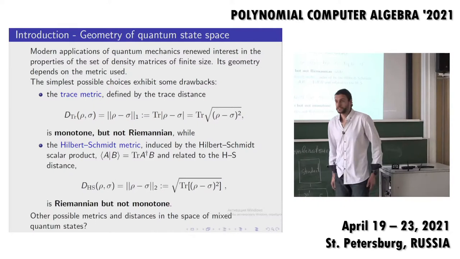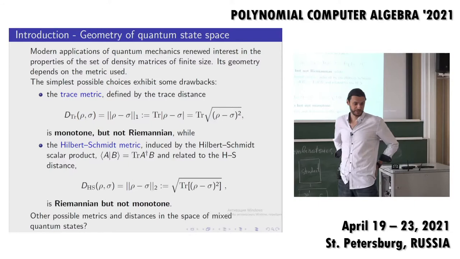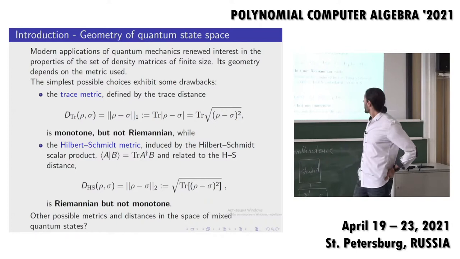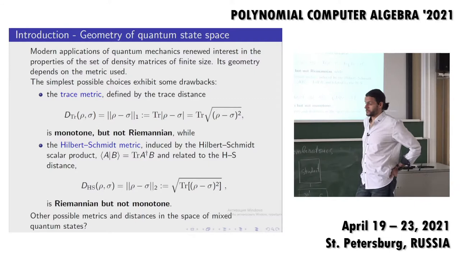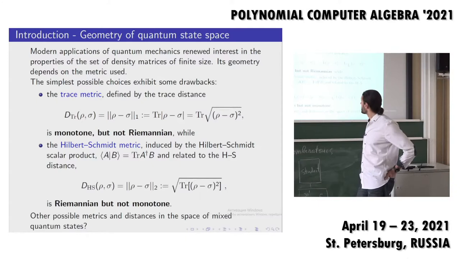Because of modern applications of quantum physics, which, now mostly and most interestingly, is quantum computation, for example, there is a big interest in the properties of the set of density matrices of finite size, so this set of n times n complex matrices. The geometry of this set depends, of course, on the metric that we use.